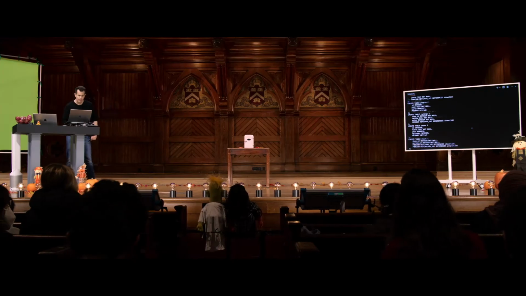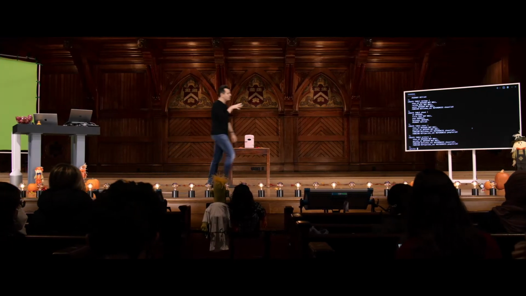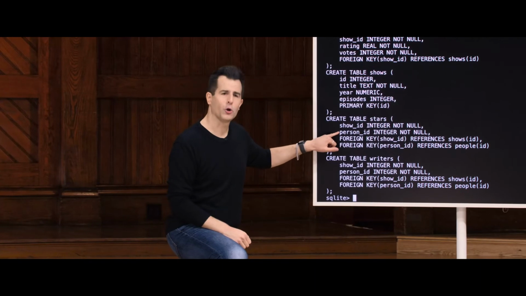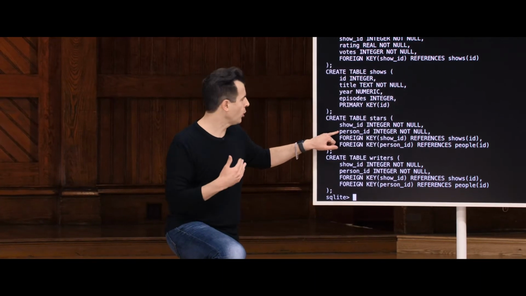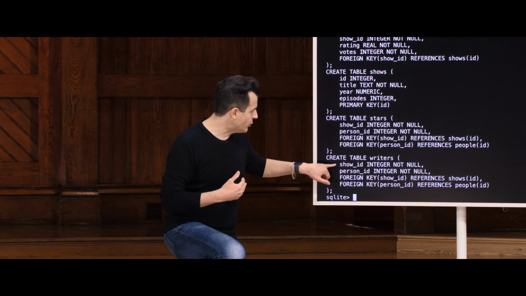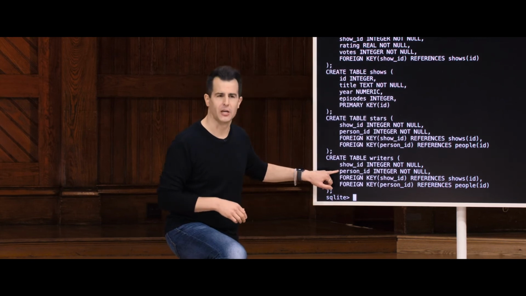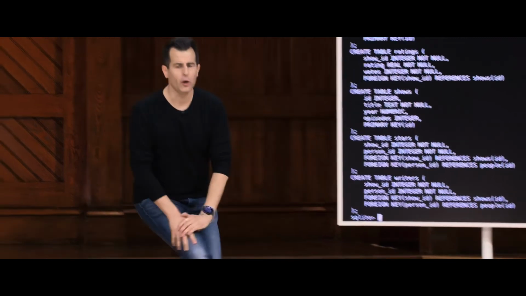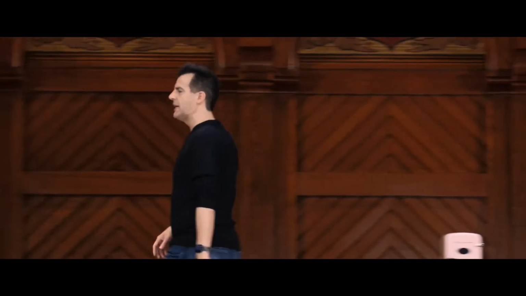If we go to the very bottom here, stars and writers are similarly structured too. They have a show ID and a person ID. So show and person. And then this writers table has a show ID and a person ID. And there's a whole lot of other words that we'll come to in just a moment. But what is this code hinting at?